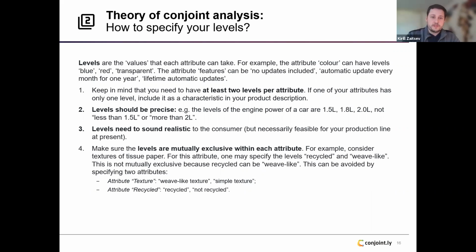The levels should be precise, so we shouldn't put in ranges if at all possible. For example, here we're listing specifics for car engine size, and we wouldn't put something like less than 1.5 liters as a descriptor, unless that was really what people saw on the package. So you might see less than half a gram of sugar or something on actual packaging, then that would be appropriate, but we should be as specific as possible.